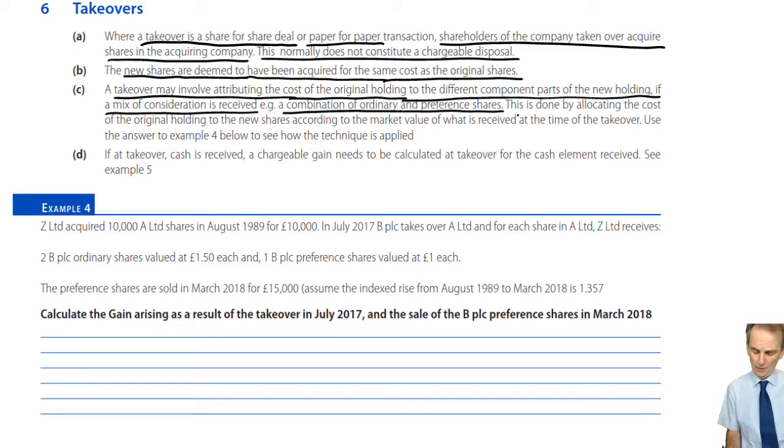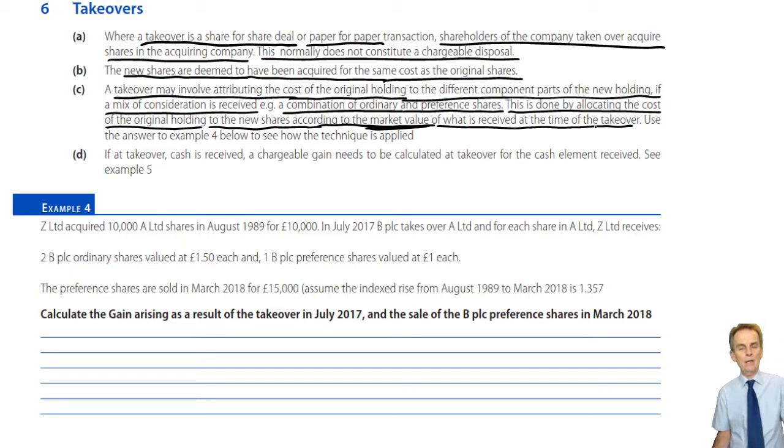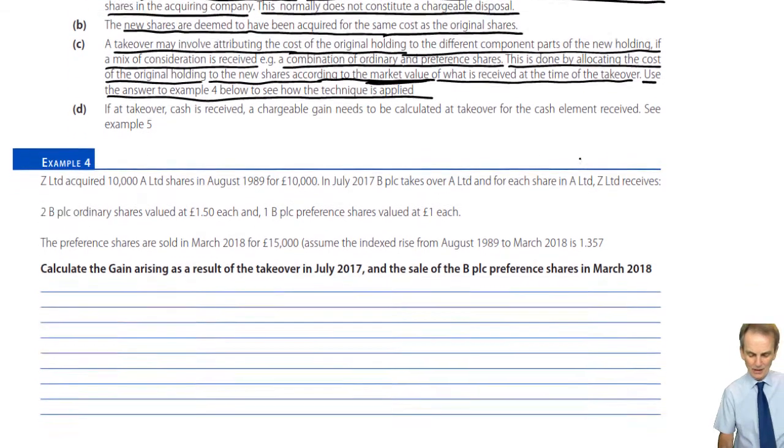Very simple apportionment. It's done by allocating the cost of the original holding to the new shares according to the market value of what is received at the time of the takeover. So we will be given the information about not just how many shares in the takeover company we are receiving, but of course what their respective share prices, their market values, are. So we will use now, in answer to example 4, to see how this technique is applied.